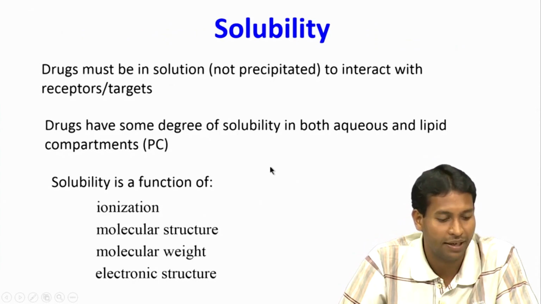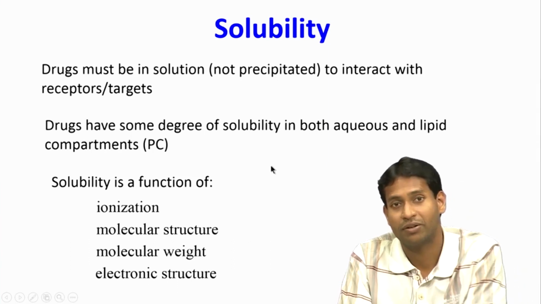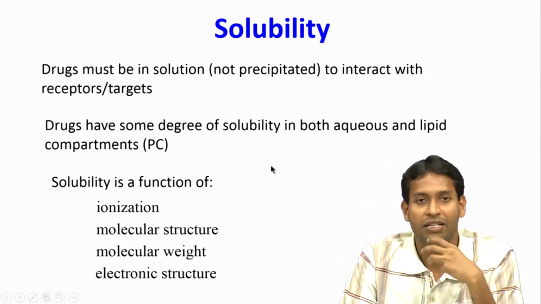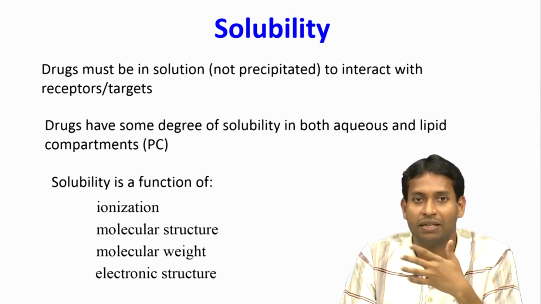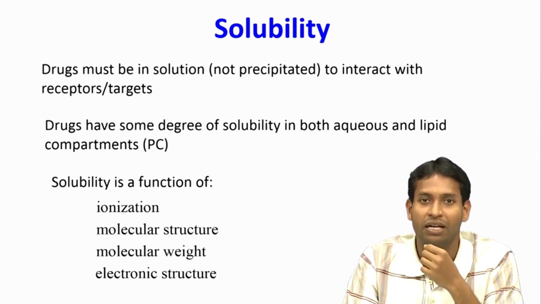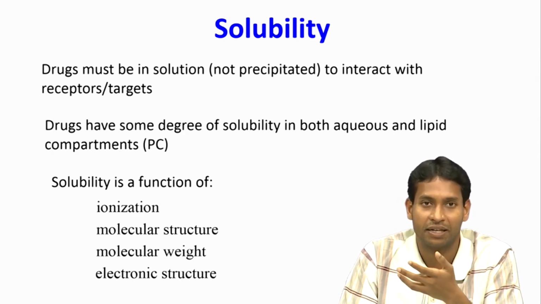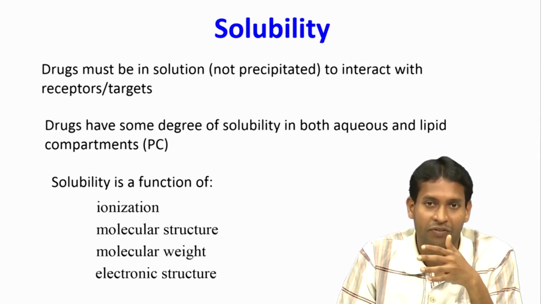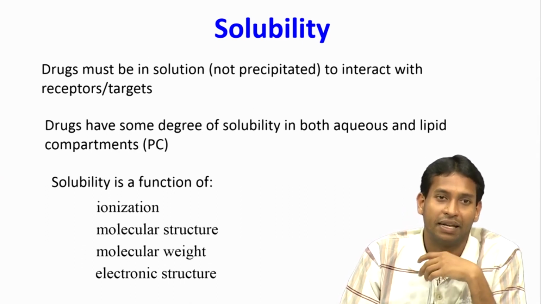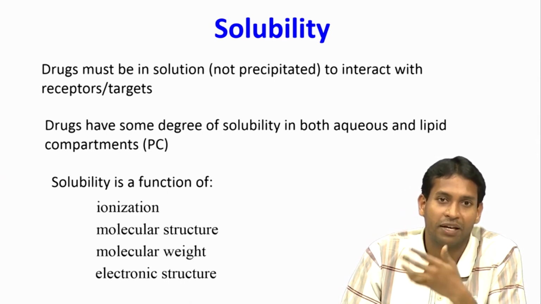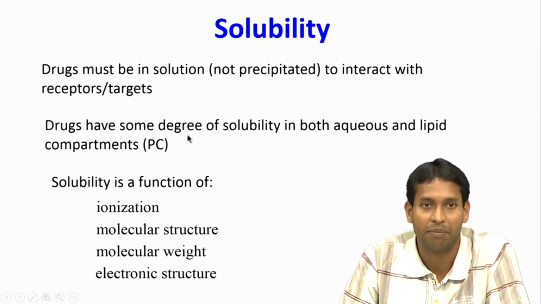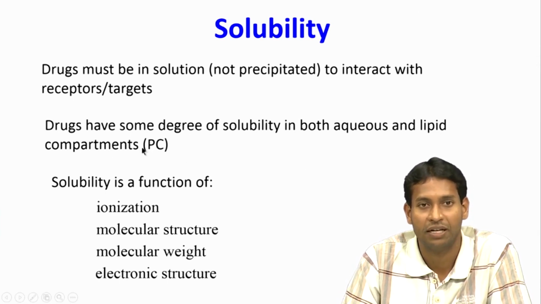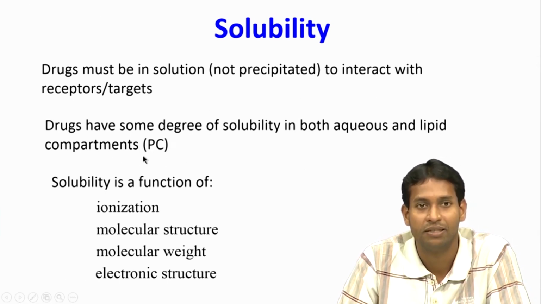So, starting with solubility. So, drugs must be in solution, right. I mean if the drugs are not in solution, they are in precipitated form, they can't get solubilized in the biofluids and flow around, then they will not be able to interact with the receptors and targets. So, the solubility of the drug is a must if it has to act, and then again drugs may have some degree of solubility in both aqueous as well as organic solvents. So, in this case lipid compartments, and the ratio of this is called the PC, the partition coefficient, and we will talk about that again in upcoming slides.